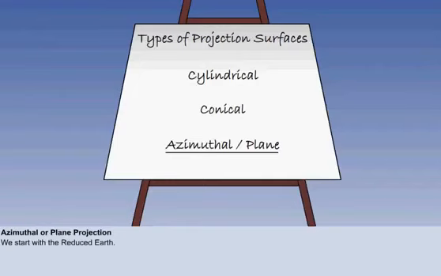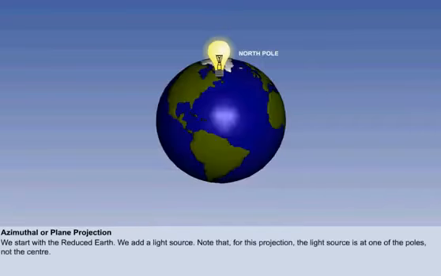Finally, we look at the azimuthal or plane projection. As before, we start with the reduced Earth. We add a light source. Note that for this projection, the light source is at one of the poles, not the centre.